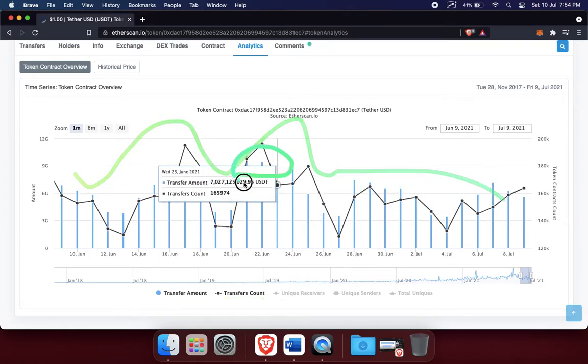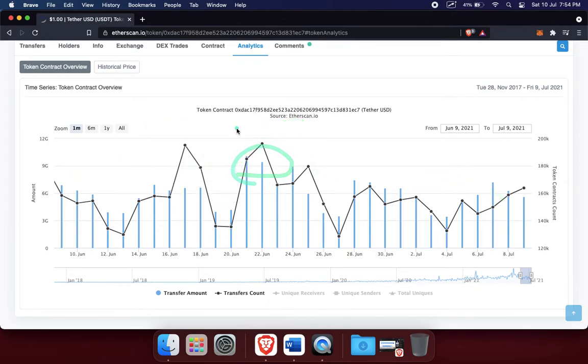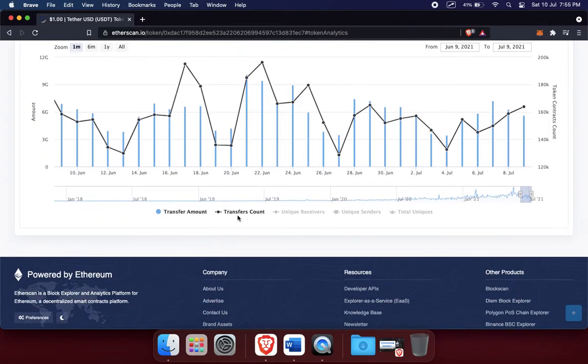But there's an interesting difference. You can see here, there's a difference. On this one, the blue line and the black line intersect over here. The number of transfers was 184,959. Here, the amount of USDT is almost the same, but the number of transfers increased. So just because it goes up doesn't mean the amount of USDT goes up as well. It depends on how much people are transferring.